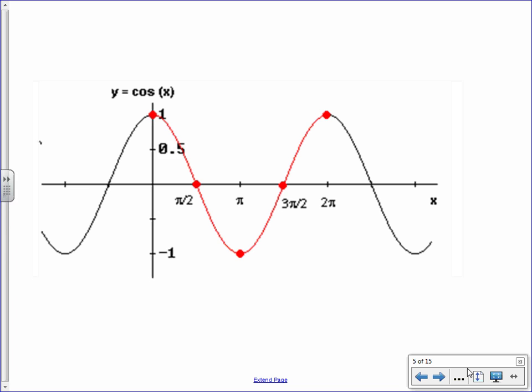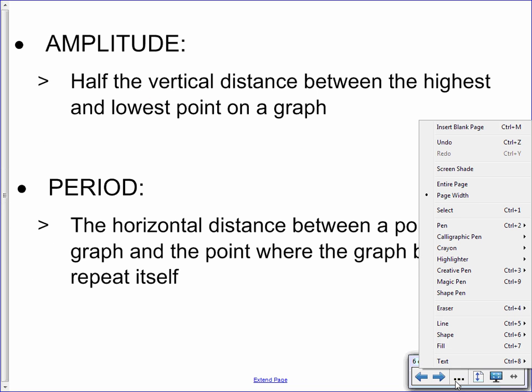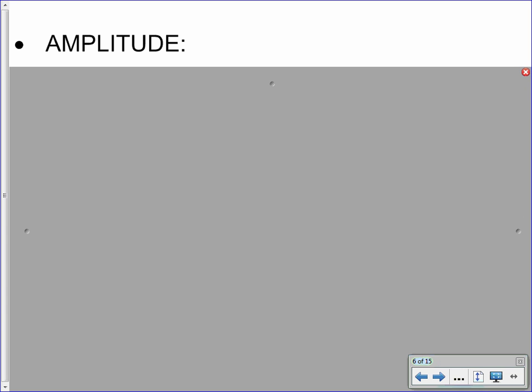Okay, so the first word we're going to talk about is amplitude. Amplitude. What do you think of when you hear that word? Frequency. Do you know anything about frequency waves?